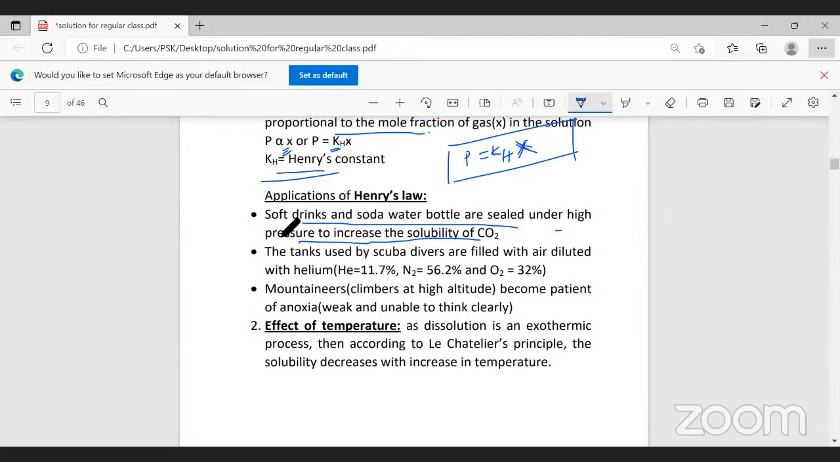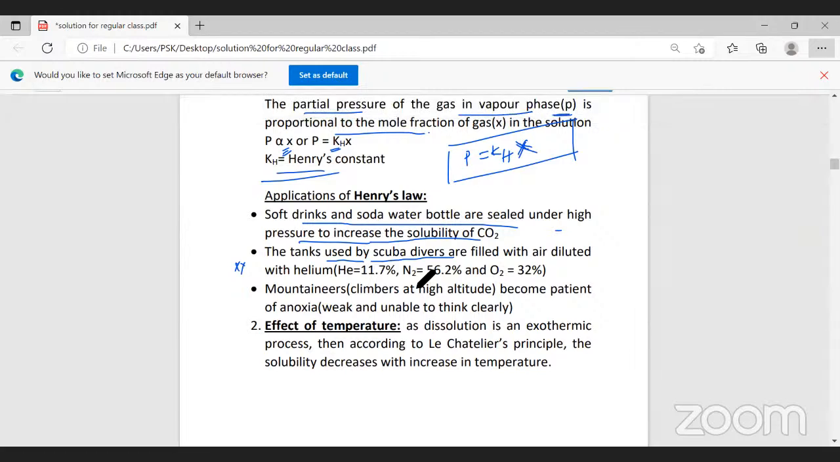That's the first application. Next, this is also a very important application. The tanks used by scuba divers, deep sea divers, you would have seen on the National Geographic Channel or any other channel, people go deep into the sea. Those people carry a cylinder on their back. Those divers are called scuba divers. The tanks are filled with air diluted with helium: helium 11.7%, nitrogen 56.2%, and oxygen 32.1%.